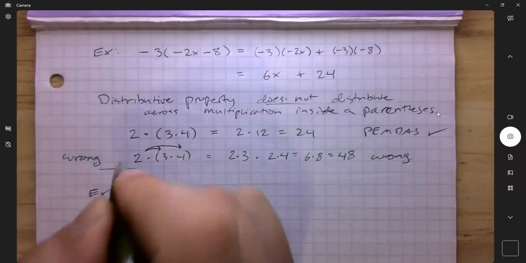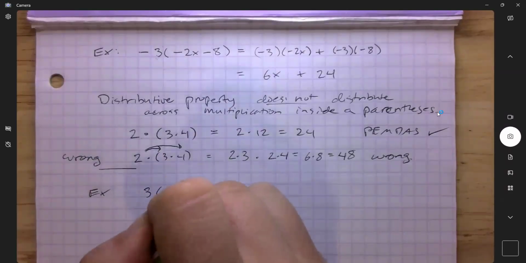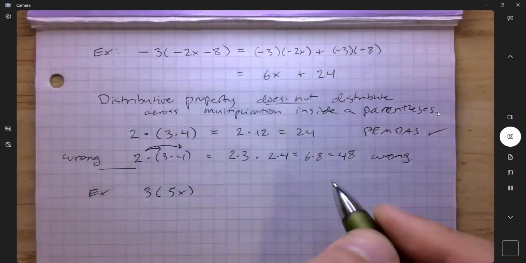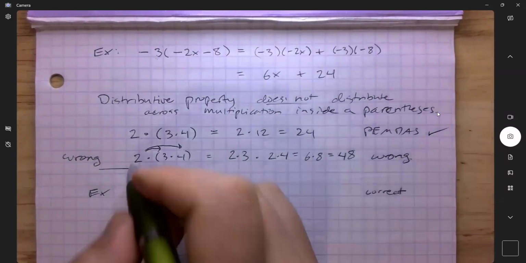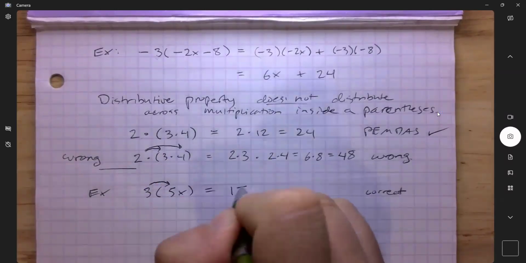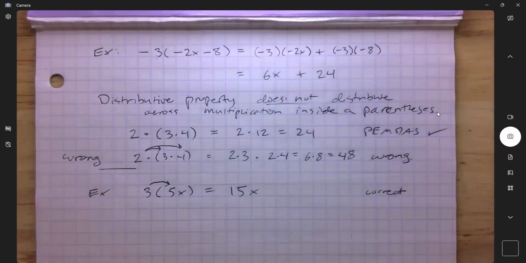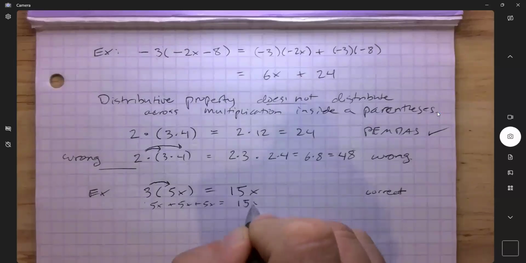Here's an example using variables. If I have 3 times 5x, this is going to be correct. You multiply the 3 by the 5. You don't multiply anything extra by the x. It's just 15x. Let's see why that's true. 3 times 5x says I have 5x plus 5x plus 5x, and now that's pretty clear. I have 15 x's.